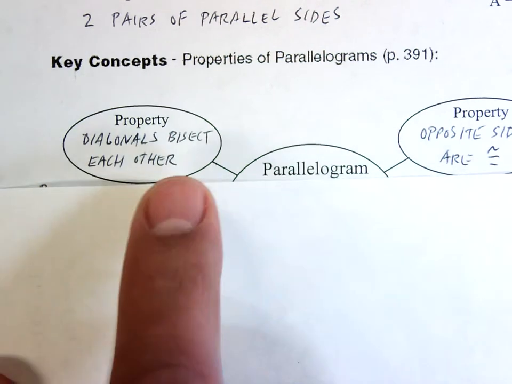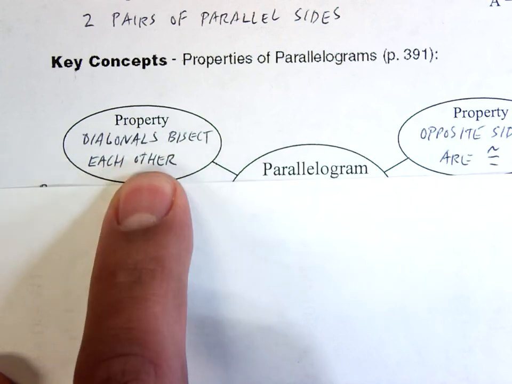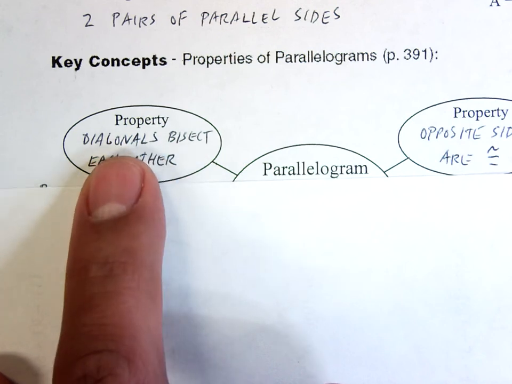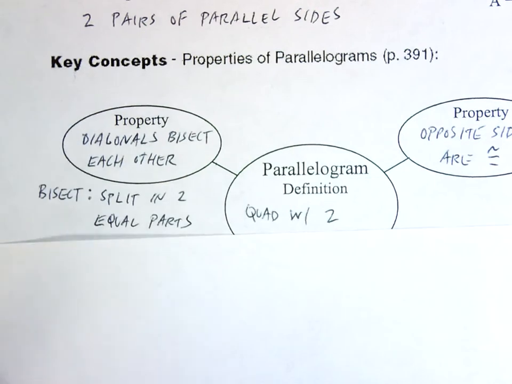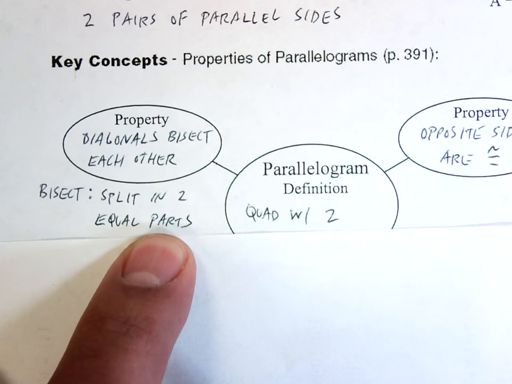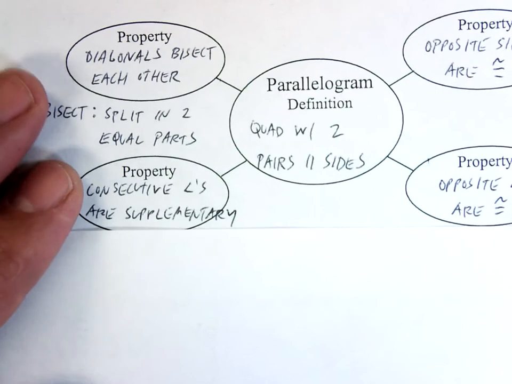First property, the first thing that we need to know about parallelograms is that the diagonals bisect each other. That's very important. We need to memorize that. If I have a parallelogram, the diagonals bisect each other. If we forgot what bisect means, bisect just means to split into two equal parts. So the diagonals split each other into two equal parts. That's the first thing we need to remember about parallelograms.